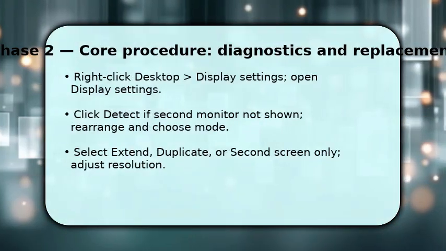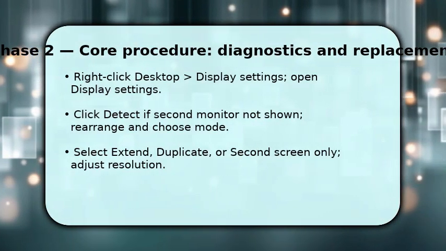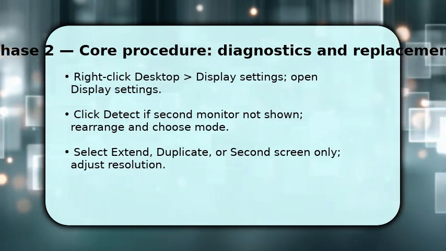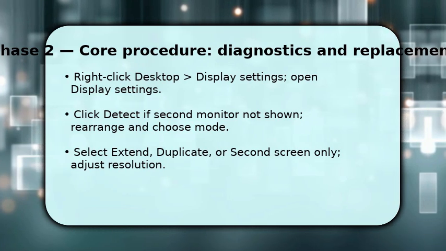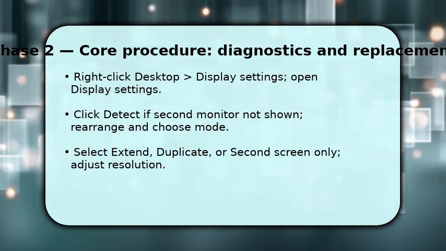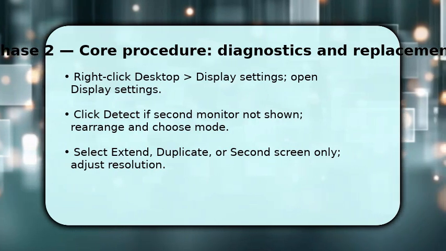You open Display Settings by right-clicking the desktop and choosing Display Settings, because that's where Windows enumerates displays. Once there, look for the numbered boxes. If the second monitor doesn't appear, click Detect. This forces Windows to pull connected outputs.